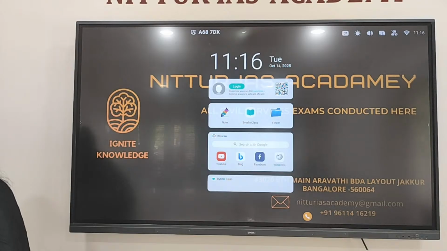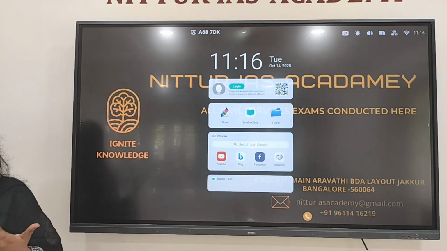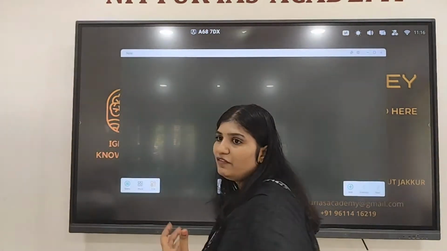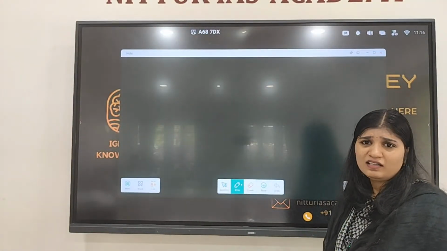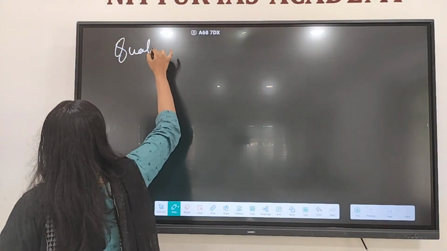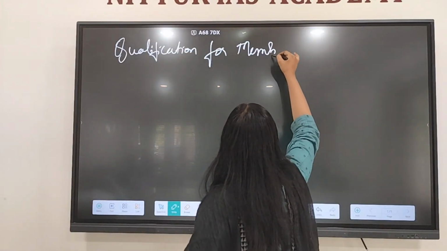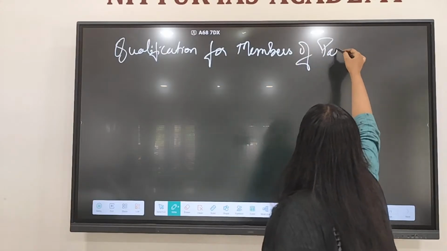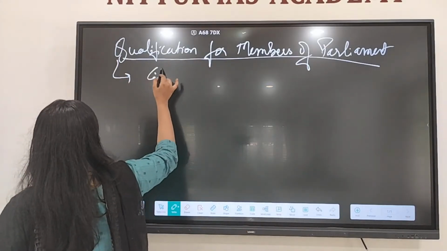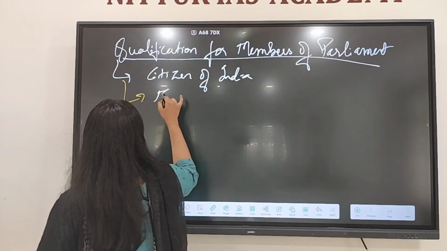Disqualification of MPs. Sorry, qualification of MPs. What are the qualifications of MPs? He or she should be a citizen of India. Minimum age. Let's see that. Qualification for members of parliament: he or she should be a citizen of India. Next, minimum age.